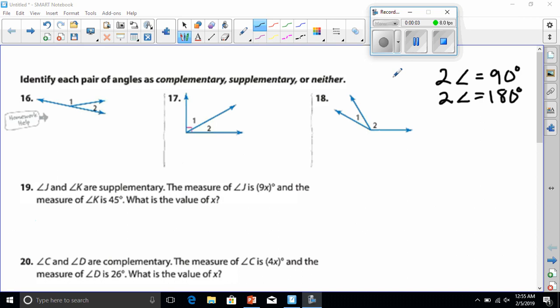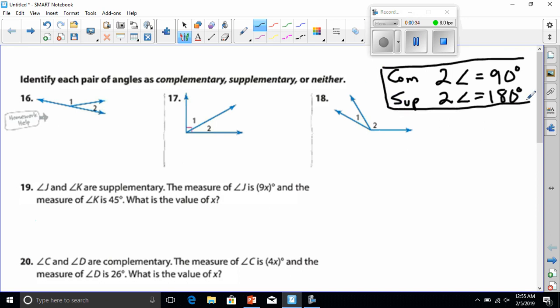We're going to be doing the homework assignment for complementary and supplementary angles. We can remember that complementary angles are two angles that equal 90 degrees. Supplementary angles are two angles that equal 180 degrees. So let's work from there. These are the rules that we're using here for these two types of angles.